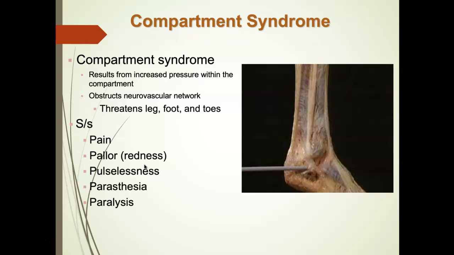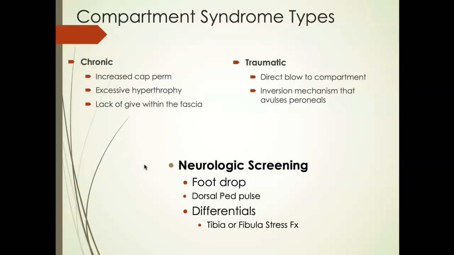Because the anterior compartment does which two motions? Toe extension and dorsiflexion. So if our nerve is compromised, we won't be able to dorsiflex the foot, right? So they'll have foot drop. Hopefully you guys are picking that up.